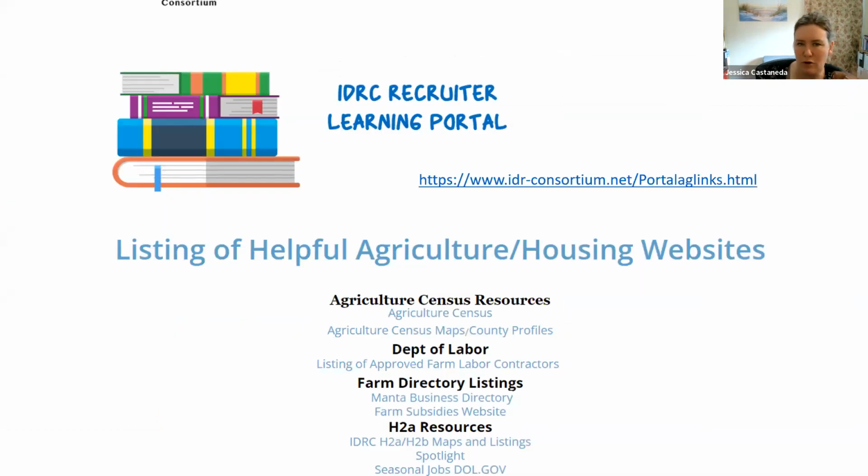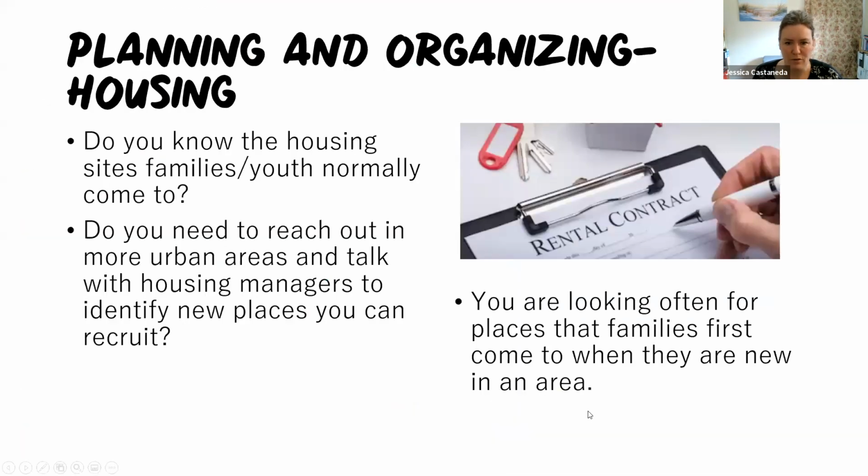That we also have the learning portal. We have a lot of agriculture websites that are helpful. So the one that specifically says listing of helpful agriculture and housing, these are some of our absolute favorite ones. And so we'll go through a lot of these right now. But like Manta's on there. There's farm subsidy database. The county profile direct link is on there. Farm labor. There's a listing of farm labor contractors. These are all very helpful things that you guys can check out and can use as you need to.